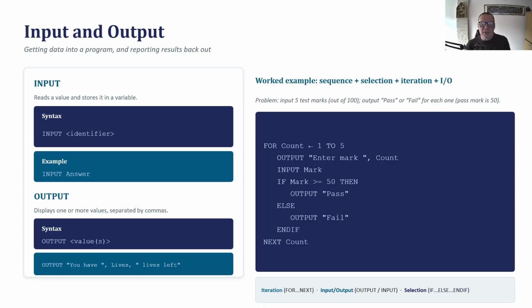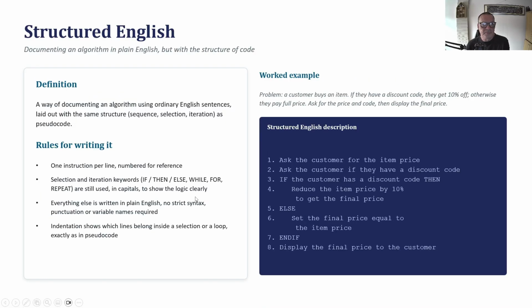So on the right there's an example. It's good to output a message before you ask for input so they know that your program is expecting something to be put in. And then we use the if condition check to see if the value is greater than or equal to 50, and we output the appropriate value. So input output is quite simple in CIE pseudocode.